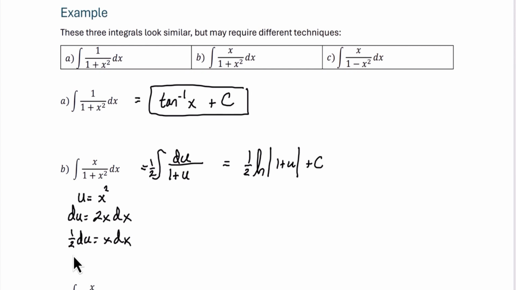But notice we're in terms of u, and the original integral is in terms of x. We need to make sure we go back and replace u. So 1/2 ln, absolute value of 1 plus, we said u is x squared. And then don't forget the plus c.